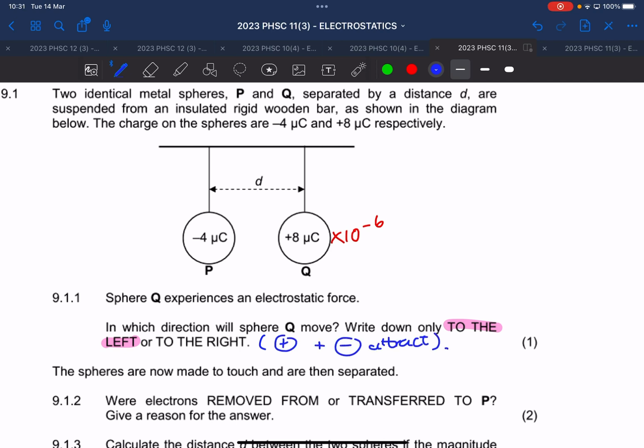Now, when you say to the left, because they attract one another, why do you say to the left, not to the right? So are we asking where does Q go?